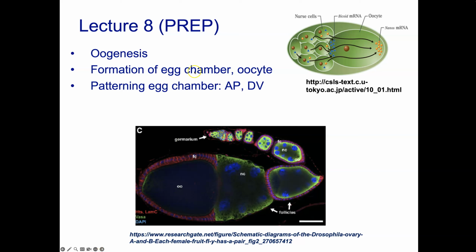We're also going to, once we've talked about the formation of the egg chamber, be talking about patterning it, how it's patterned so that the anterior and posterior parts of that one giant cell are different from each other, and how the dorsal and ventral are specified as well.